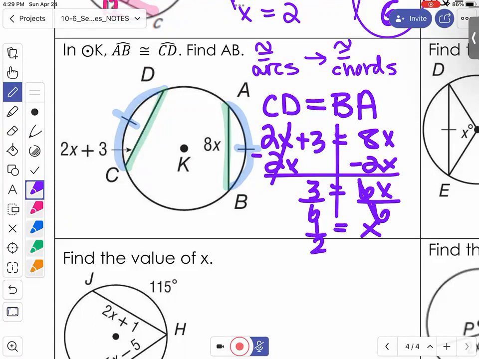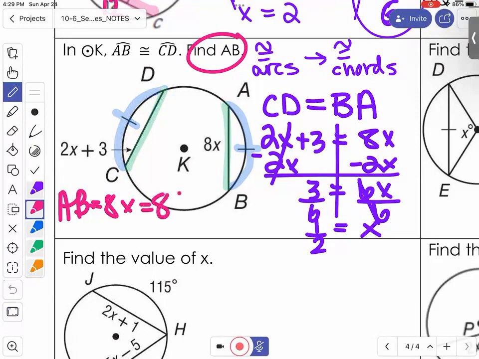But again, it did not say find x. It said find AB. Plug this back in. So AB, the length of AB was 8x. So if I know my x is now 1/2, then I have 8 times 1/2. So that means that AB would have to be 8 times 1/2, or 1/2 of 8, which is a 4. Now we figured out what that solve was. Let's try another.